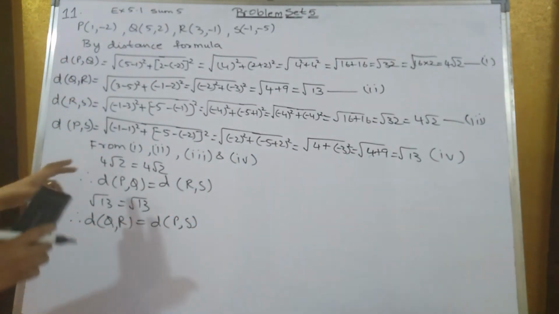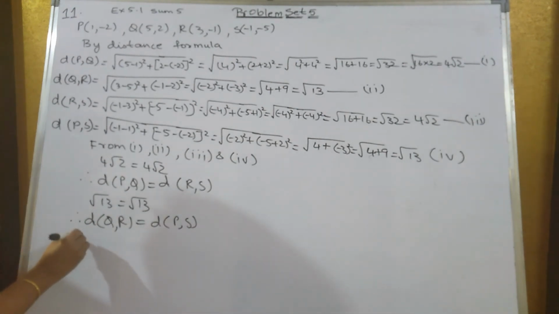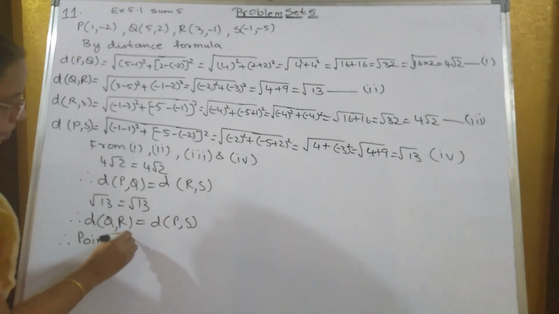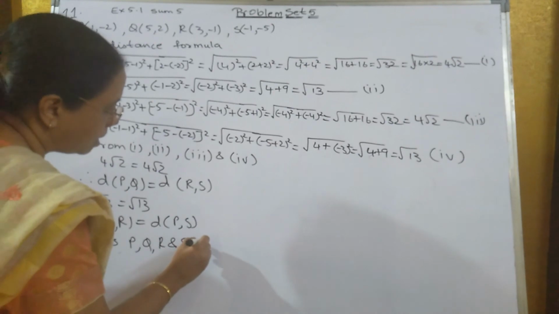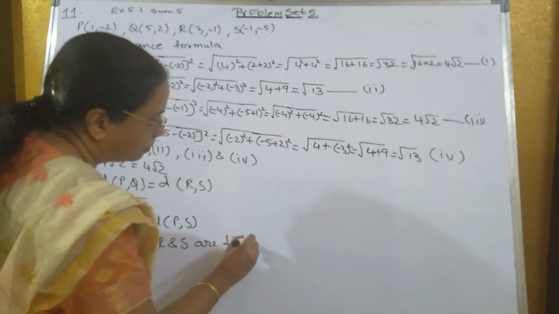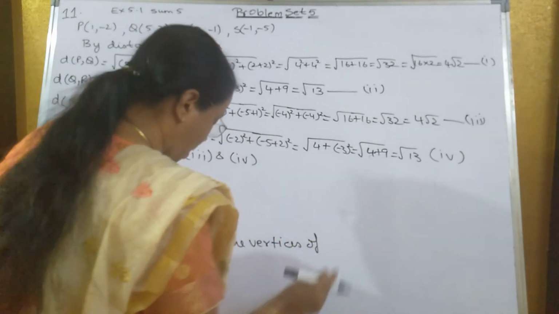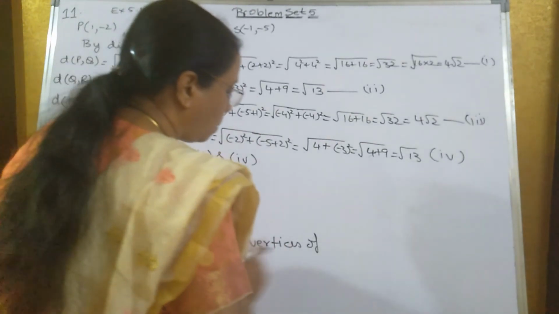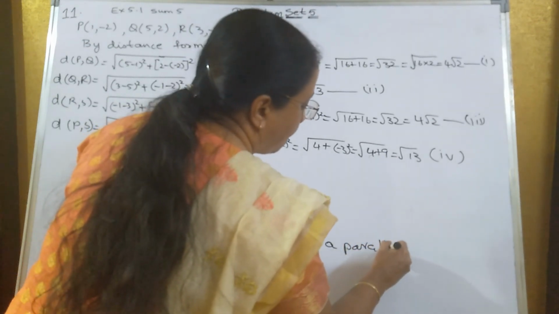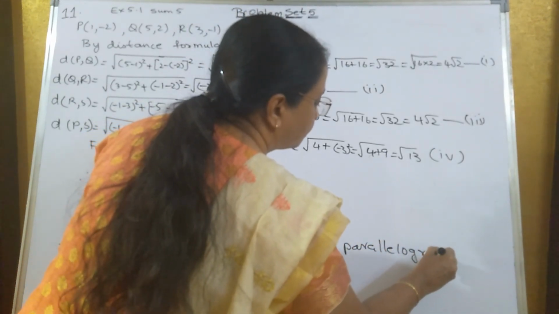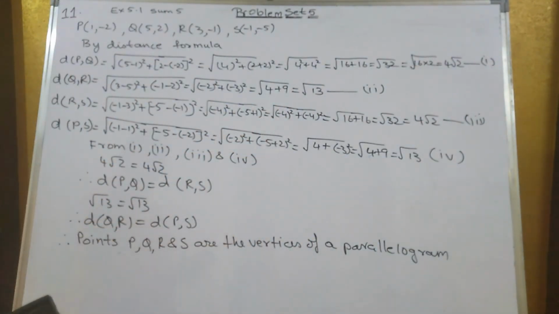Now, since these two are equal, we are getting opposite sides equal. Therefore, points P, Q, R and S are the vertices of a parallelogram. Since we are getting two opposite sides equal, therefore points PQRS are the vertices of a parallelogram.